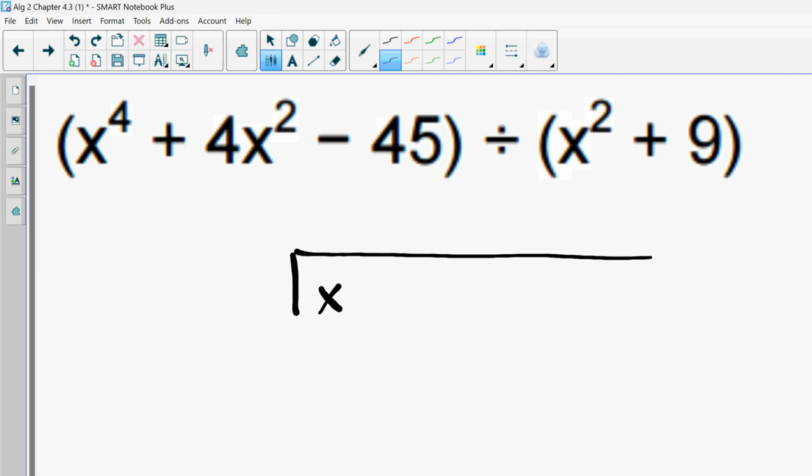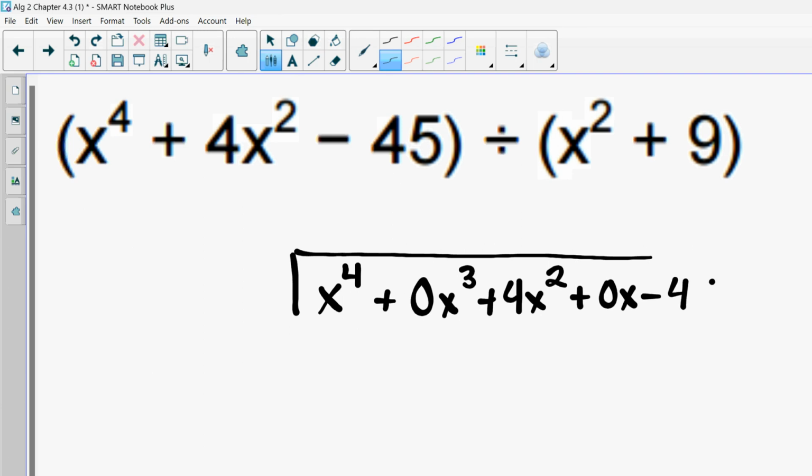Inside our division, the first term is going to be x to the 4th. Our next term should have an x to the 3rd. And since it does not, we have to add in 0x to the 3rd. Then we have our plus 4x squared. We don't have an x term, so it's plus 0x minus 45. Outside, we do have x squared plus 0x plus 9. If we have a term missing in either spot, or any of the spots, we need to add it in as 0.